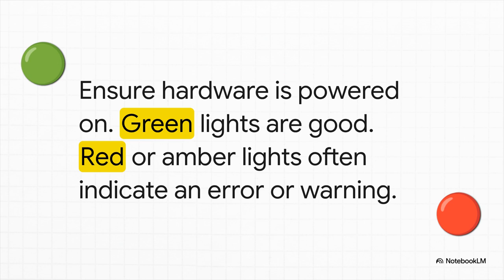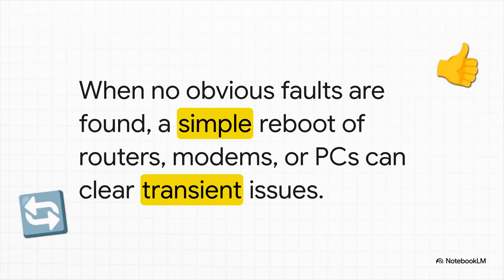Those little blinky lights, they are talking to you. They're telling you a story. Think of them as tiny little traffic signals for your internet. Usually, a solid green light means everything's good to go. But if you see a blinking light, or an amber light, or a red light, that is a huge clue that something is wrong. A quick Google search for your router's model will tell you exactly what those colors and patterns mean.